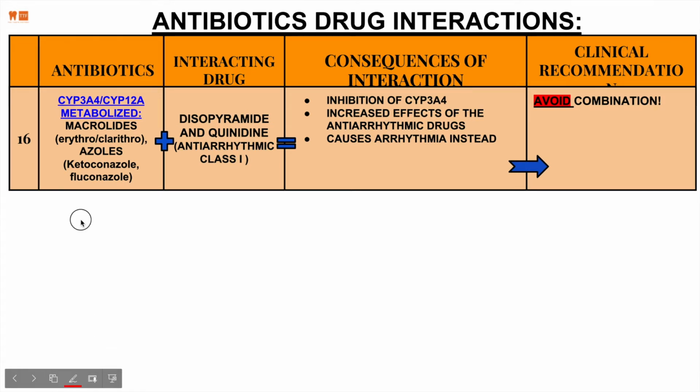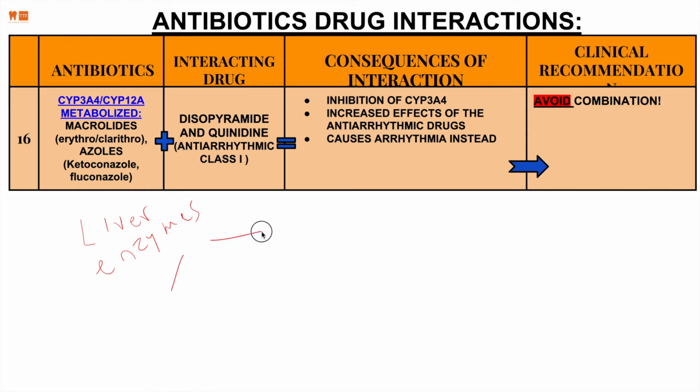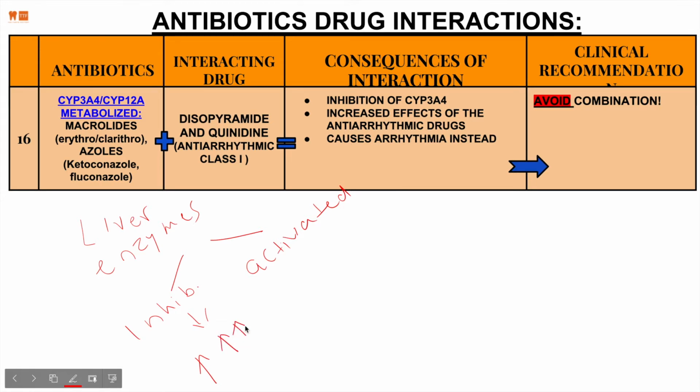So think of it this way: when liver enzymes are inhibited and activated. Sorry, terrible writing, guys. But when they're inhibited, the drug's effects will increase because there is less metabolism. And when these CYP enzymes are activated, then the effects of the drugs are decreased because high activity of those enzymes will lead to high metabolism.